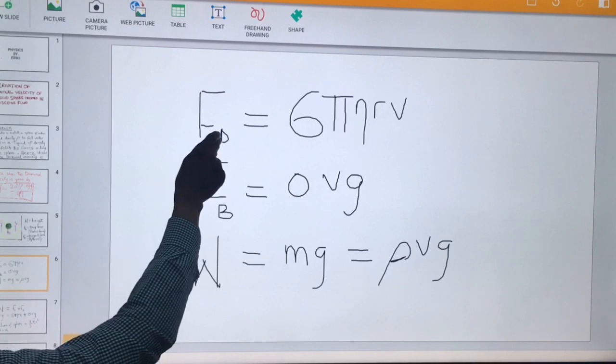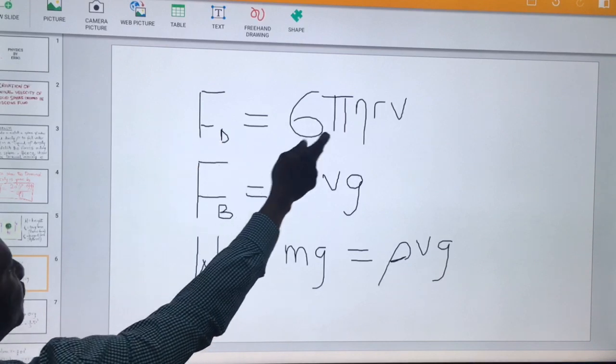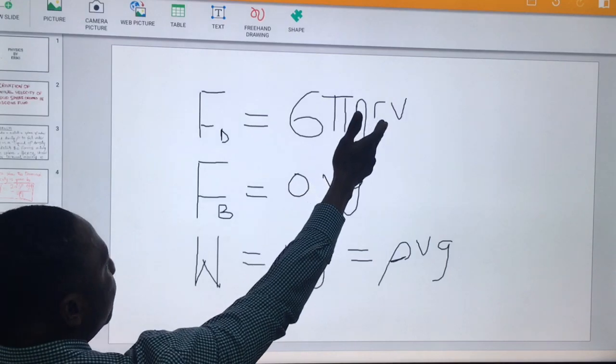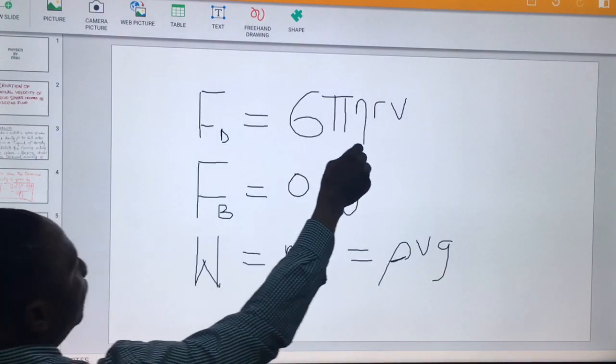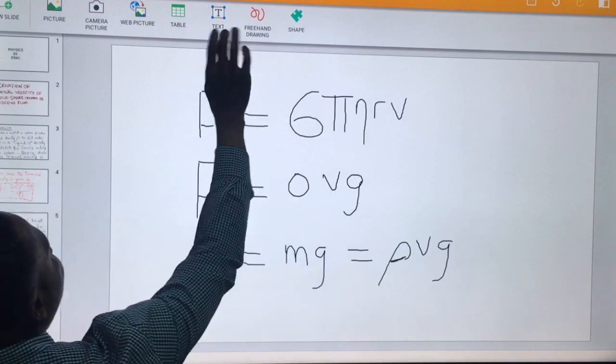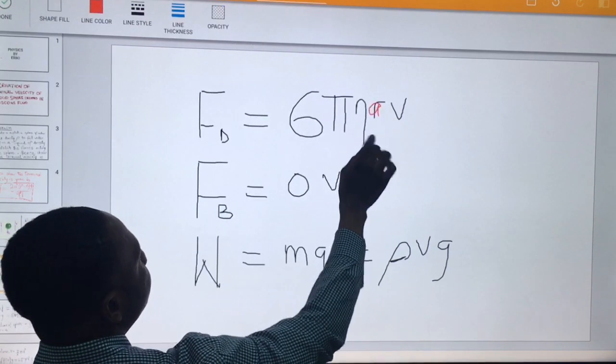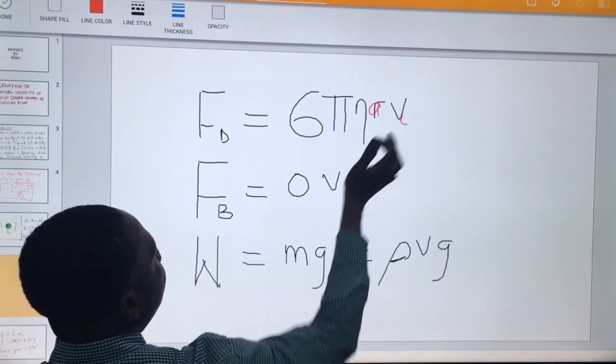Experimentally, the drag force is given by 6π, the coefficient of viscosity, the radius, then the terminal velocity. And we have been told that the radius of the solid is given as a, where Vt is the terminal velocity.